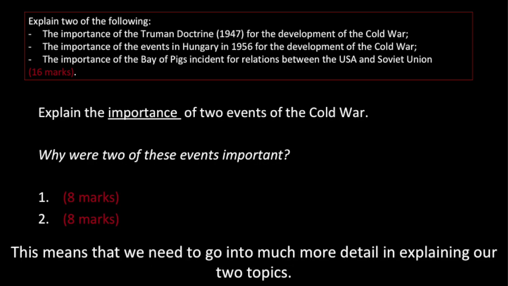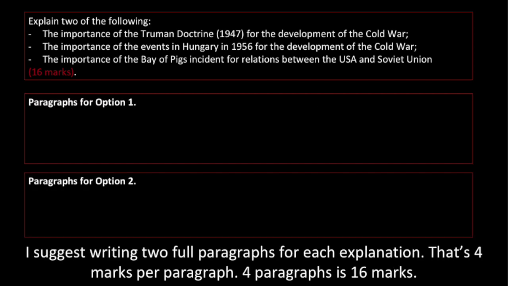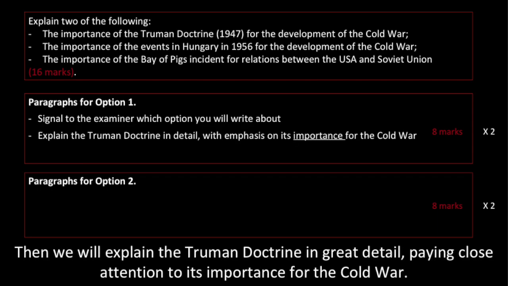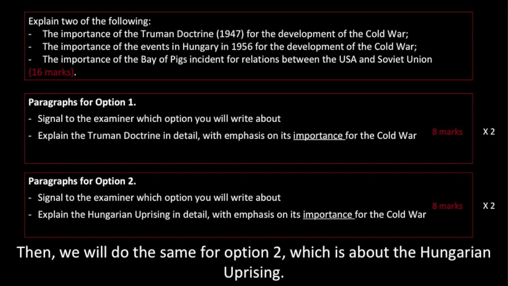This means that we need to go into much more detail in explaining our 2 topics. I suggest writing 2 full paragraphs for each explanation. That's 4 marks per paragraph. 4 paragraphs is 16 marks. We will begin by signalling to the examiner which topic we will be answering first. Then we will explain the Truman Doctrine in great detail, paying close attention to its importance for the Cold War. Then we will do the same for option 2, which is about the Hungarian uprising.